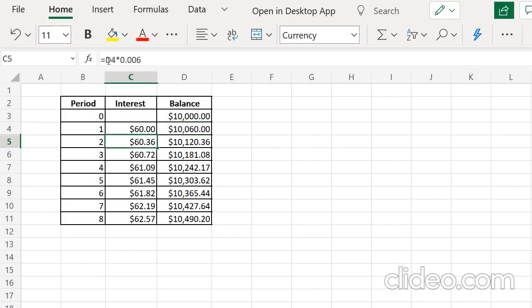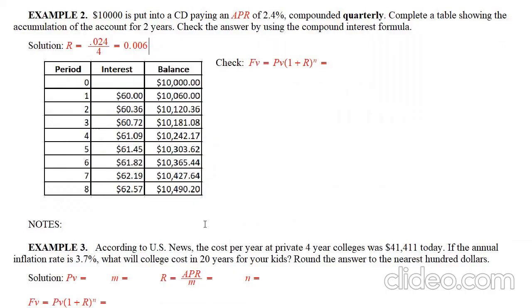So this did the same thing. Cell D4, which is the new balance, column D, row 4, times that 0.006, that's your interest. And again, this is principal times rate, and then time is 1. So we really multiply by 1 because 1 period's gone by, but we don't need the 1. So we can see that our ending balance here was $10,490.20. Well, let's go ahead and check that with the compound interest formula here.